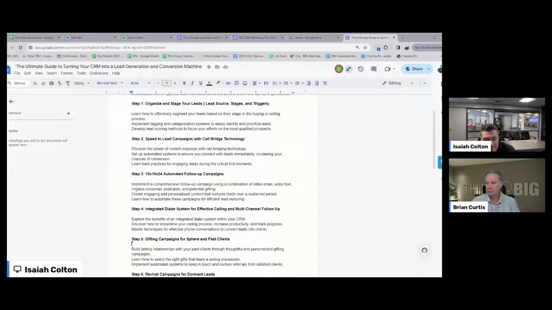And what we're doing right now is talking about how to turn your CRM from just leads sitting in a storage bin into a lead gen, lead conversion machine. I think there's an old way of doing things and a new way of doing things. And the last statistic I looked up, about 70% of all real estate professionals say that they struggle with automated follow-up campaigns or maximizing the different tools within their CRM.